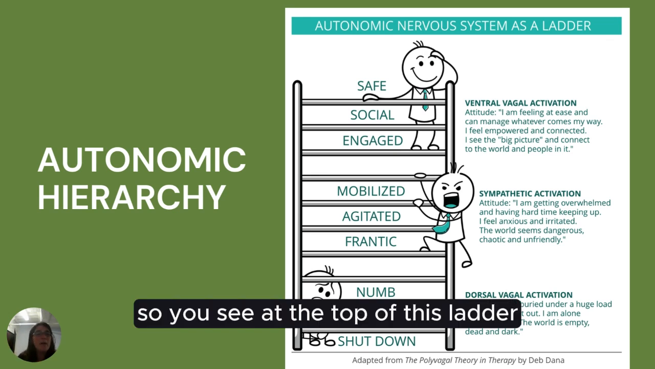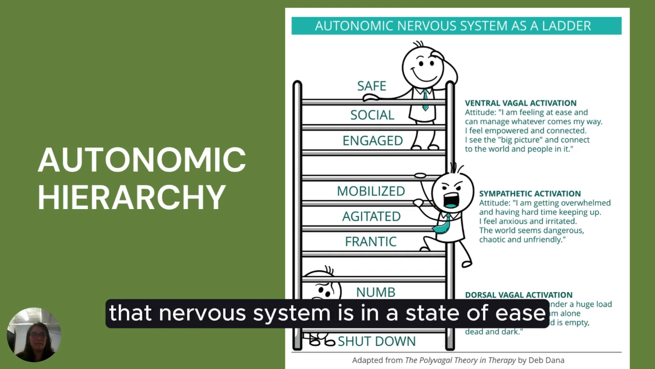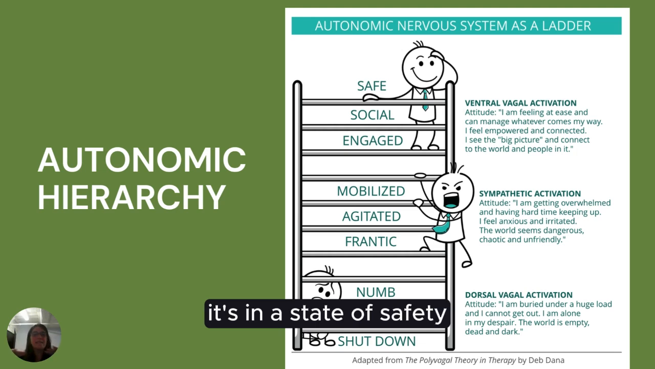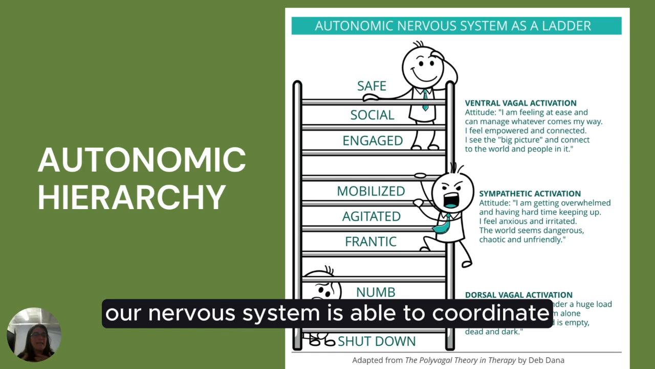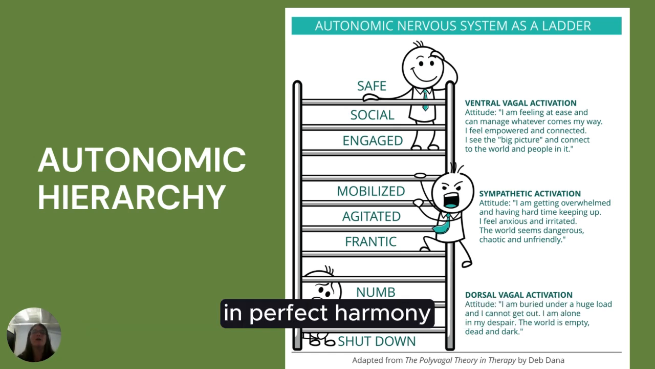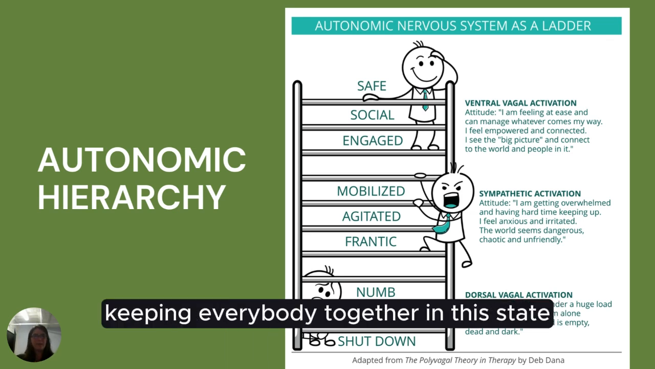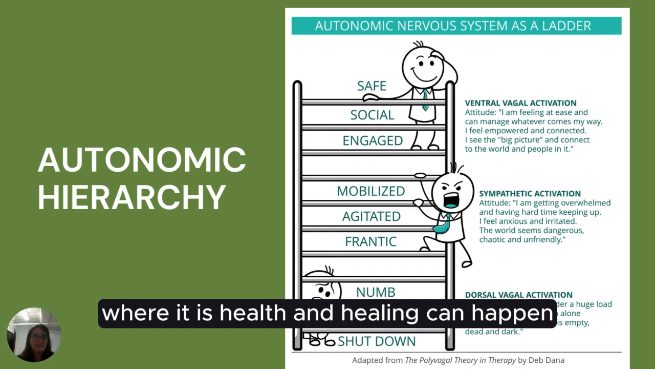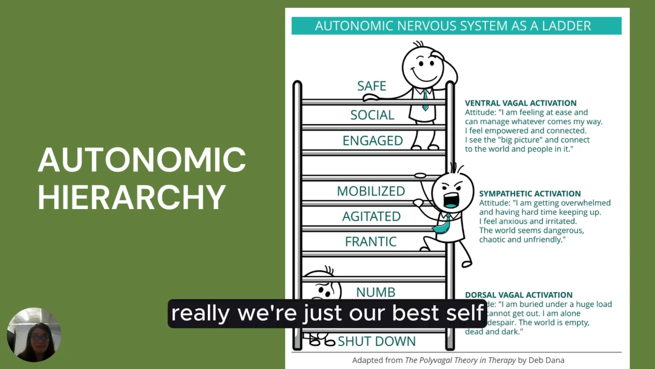So you see, at the top of this ladder is when ventral vagal is activated. Another way to look at this is that the nervous system is in a state of ease, a state of balance, a state of safety. When this happens, our brain, our nervous system, is able to coordinate and control every other system of our body in perfect harmony. Picture a conductor of an orchestra keeping everybody together. In this state, we're at ease. Health and healing can happen. We're better connected with ourselves. We can connect with other people. Really, we're just our best self.